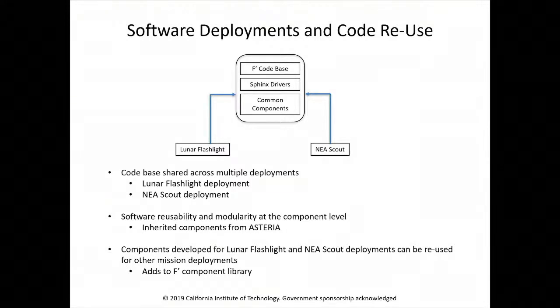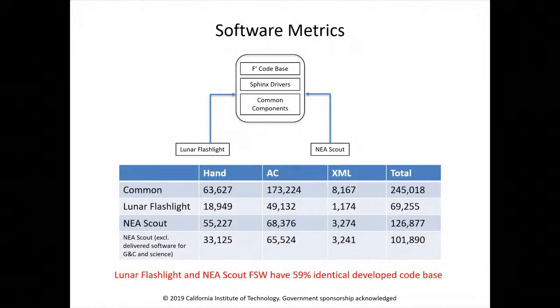And there are several components that we have developed on Lunar Flashlight and NeoScout, which actually add to the F Prime code base that can be used for future missions as well. For example, we have an entire Sphinx driver library that we've developed that can be used on other missions, and it could simply be a drag and drop as we used on the Asteria components. So with that, I'll have Kevin go over a little bit about our software metrics here.